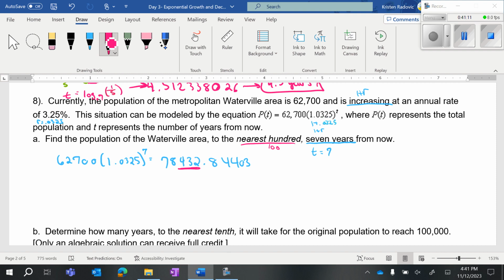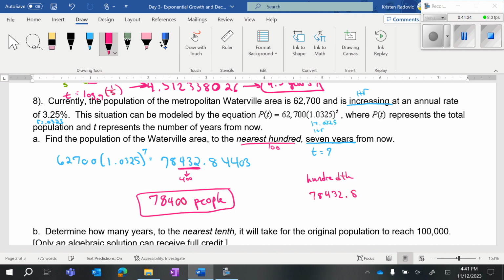Now they didn't ask the nearest hundredth, they asked the nearest hundred, as in how many hundreds of people. So the nearest hundred would round down to 400. That means you had 78,400 people. Whereas hundredth would be 78,432.84. So please pay attention to hundred versus hundredth.